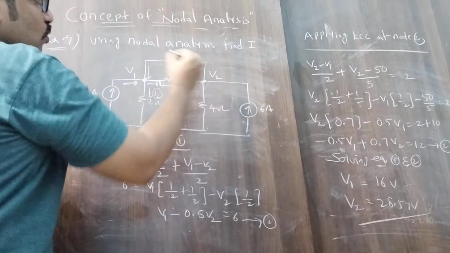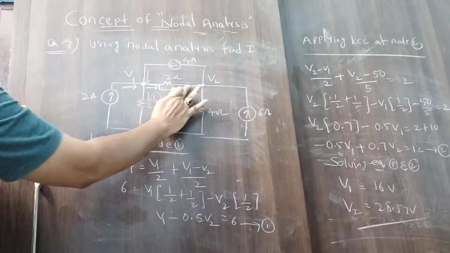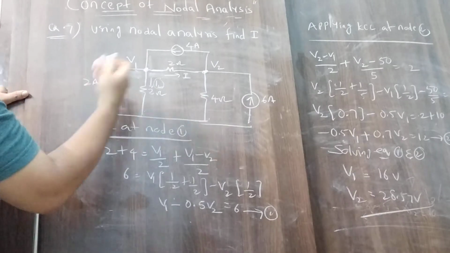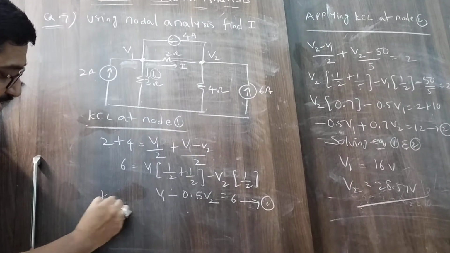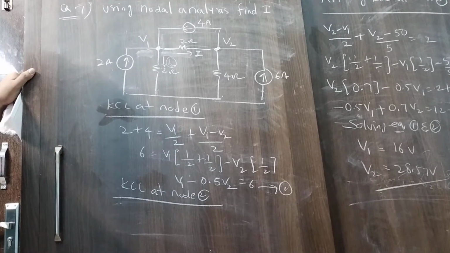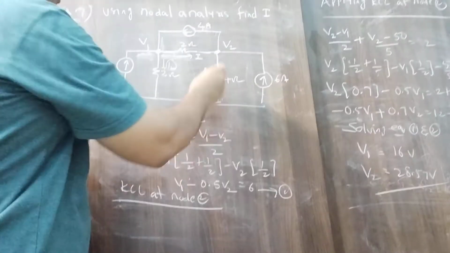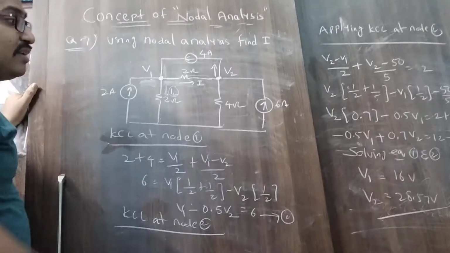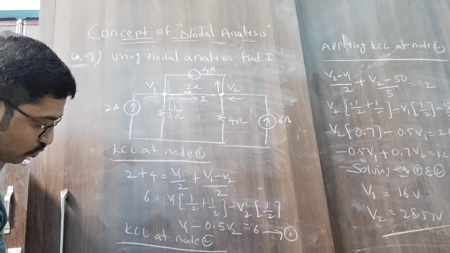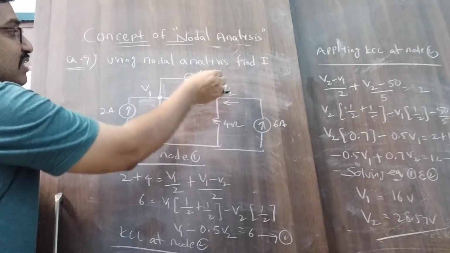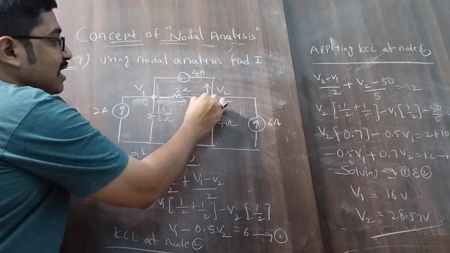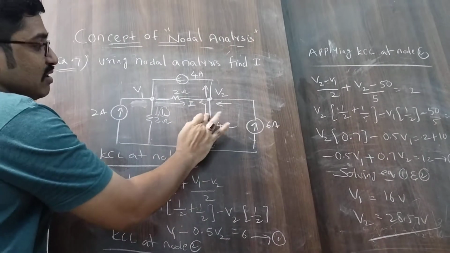Now applying the KCL at node 2. Erase these values, leave it. Applying the KCL at node 2, see here, 4 amps is going away and 6 amps is coming towards the node. So 6 amps coming towards the node is positive, 4 amps leaving the node is negative. The remaining currents are this current and another one, this current.